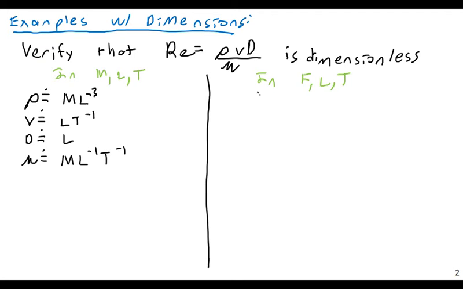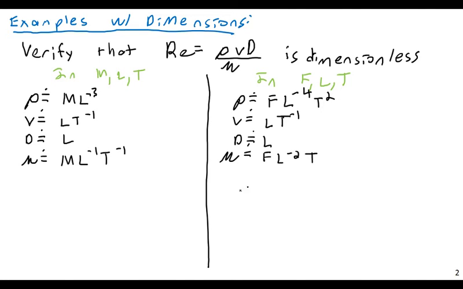Then here, if I want to use FLT, well, density, instead of having units of M L to the negative 3, it's going to be a bit more complicated because now mass is not one of my defining dimensions. So now I basically need to convert my force to a mass. If you work through it, you'll find that density would have units of F, L to the negative 4, T squared. Velocity would have units of L, T to the negative 1. Diameter would have units of length, and viscosity would have units of F, L to the negative 2 times time.